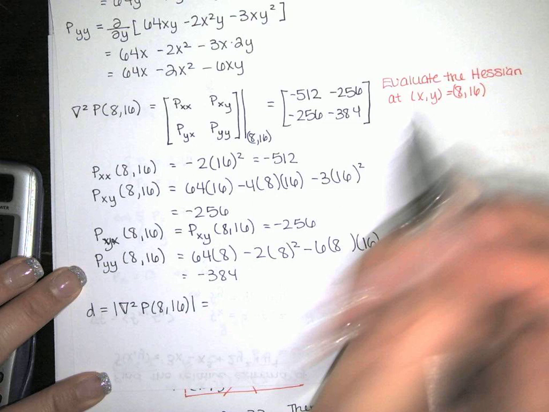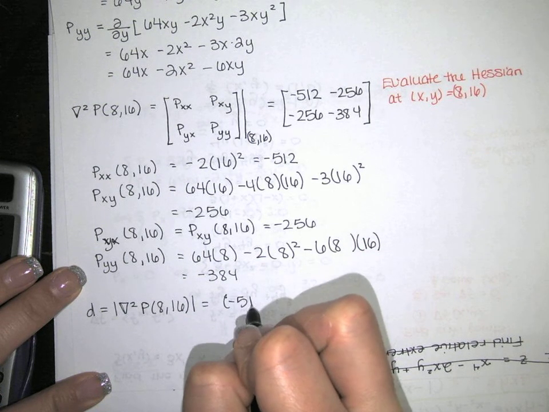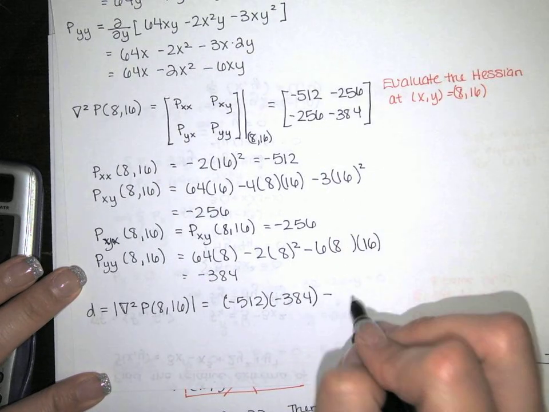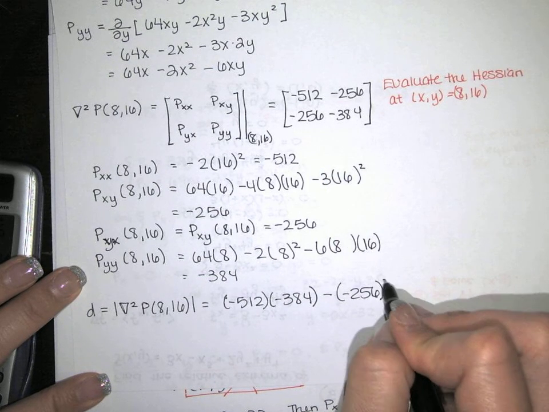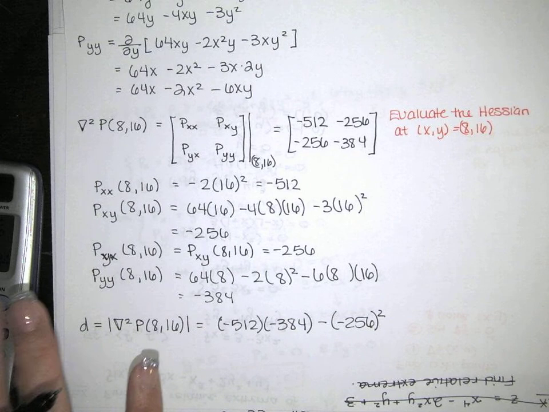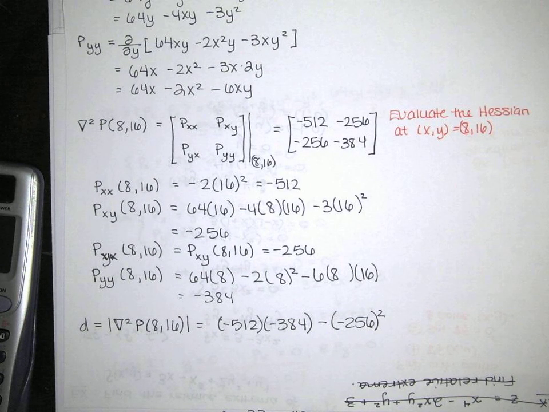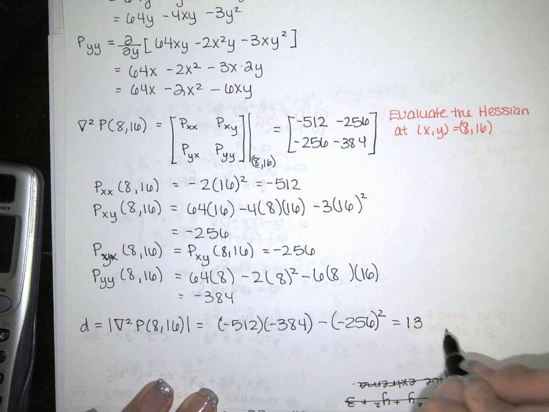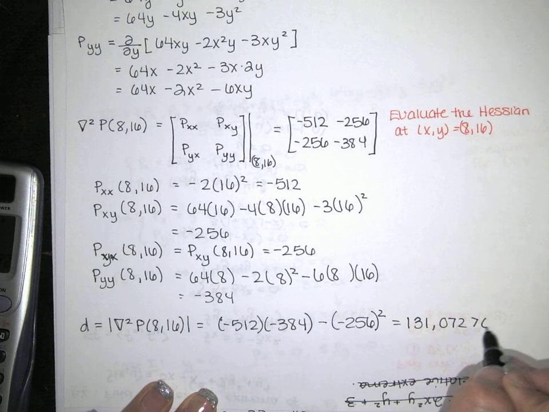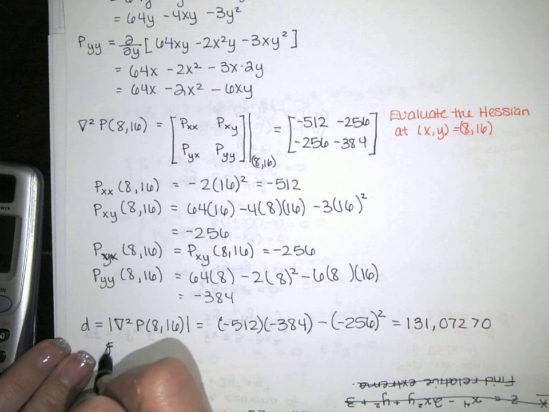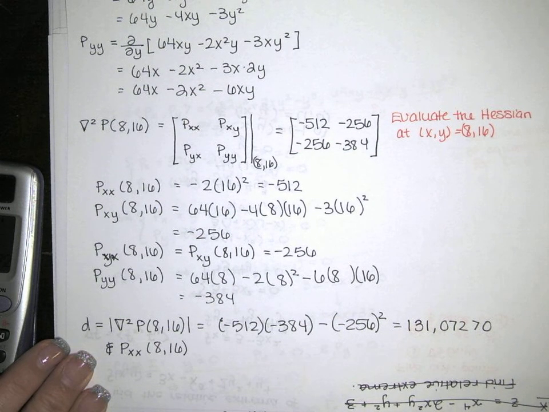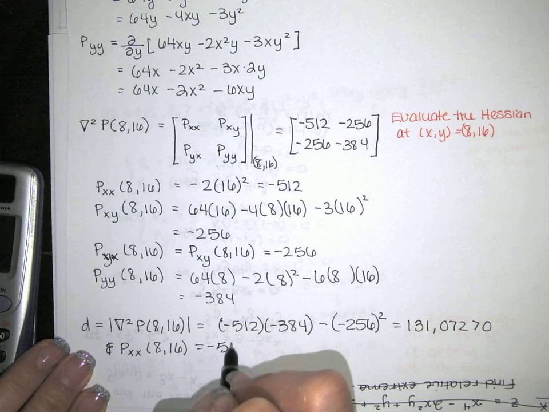So we get negative 512 times negative 384 minus 256 squared, and I get a very large positive number, 131,072, definitely positive. And next thing we do is we look at the second partial of p with respect to x at that point. It was negative 512.